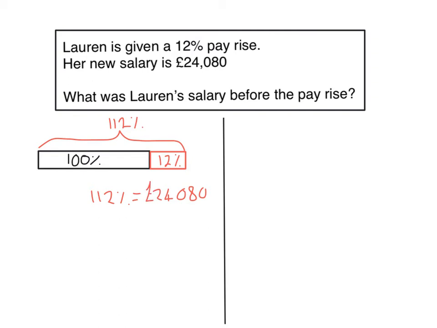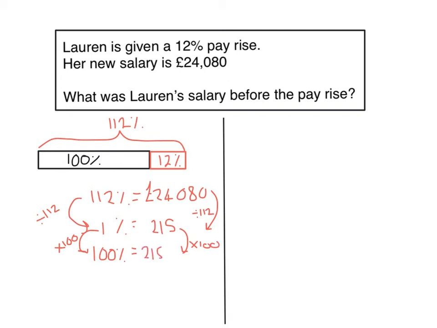You can go down to 10% if you want, but an even easier one to do would be 1%. How do I get from 112% to 1%? I divide by 112, which means that I have to divide by 112 on this side as well. I can do that on my calculator. 24,080 divided by 112, and I get 215. Now that's 1%. I want 100%, so I need to times by 100. 215 times 100 is 21,500. So what was Lauren's salary before the pay rise? 21,500.